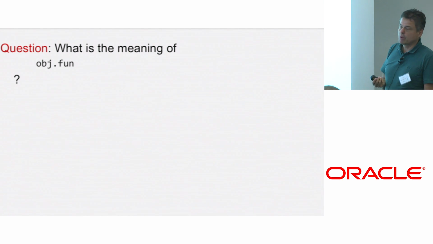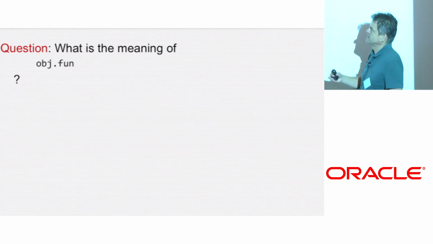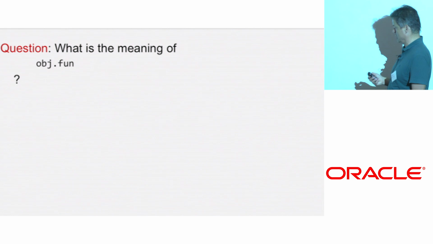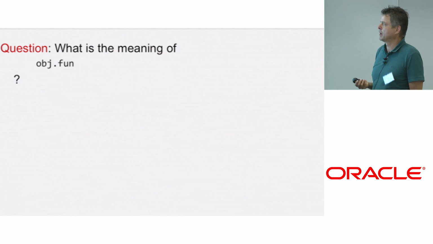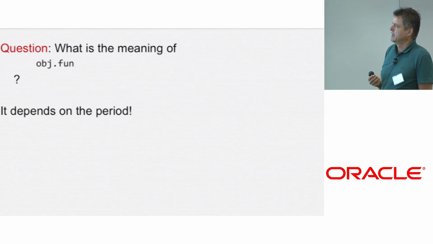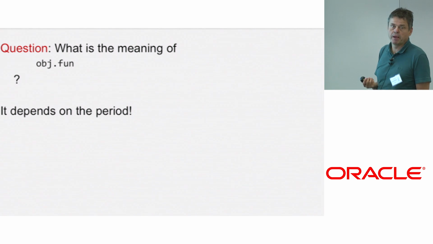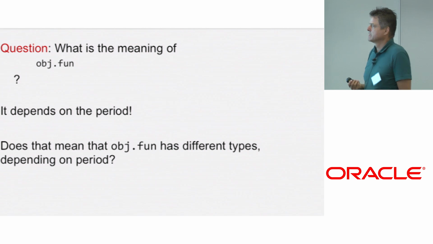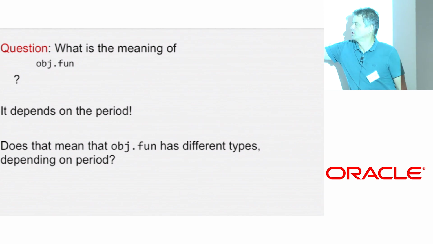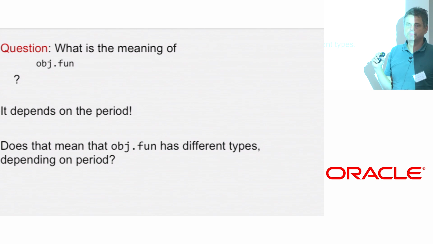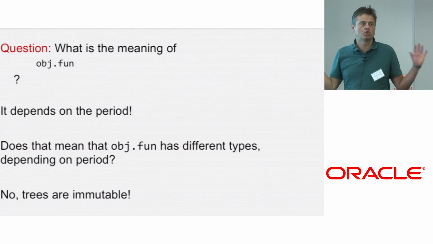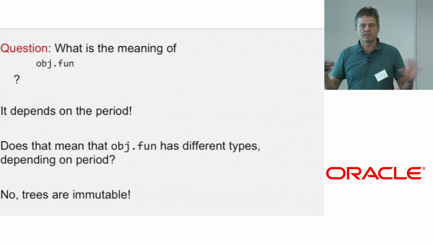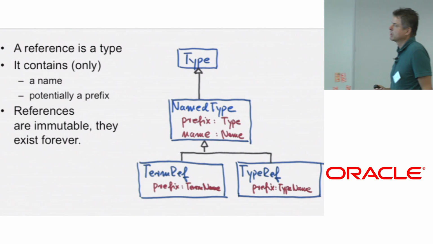So the question then is, if we have, let's say, a selection like object.function, what's its meaning? The type will be part of the meaning, but what's its meaning? And the answer, of course, is, well, it depends on the period. It depends on when you ask that question. That's what we started with. So does that mean that object.fun, the tree object.fun, has different types depending on the period? No, we want to be functional. Trees should be immutable. So once we have a type, the type shouldn't change. So what can we do there?